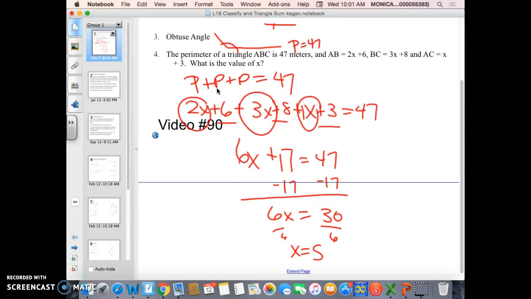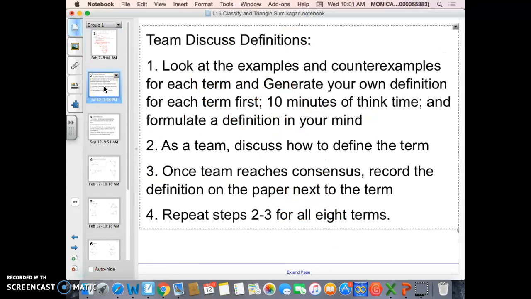Now if I go back to my question, they wanted the value of x. They didn't want any of the side lengths. So I don't have to plug it back in. I just know that x equals 5.